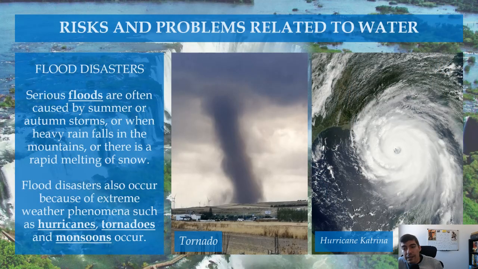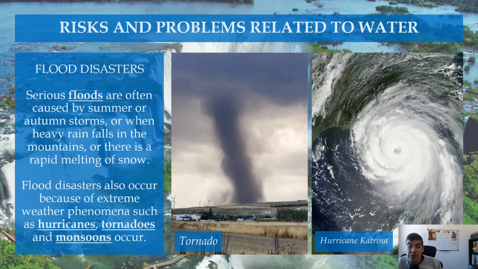But water can also be related to some risks and problems. For example, sometimes these flood disasters happen. A flood, una inundación. Serious floods are often caused by summer or autumn storms, when heavy rain falls in the mountains and then the water falls into the valleys and causes these serious floods, or when there is a rapid melting of the snow. The snow transforms into a liquid state and then it floods all the valleys.